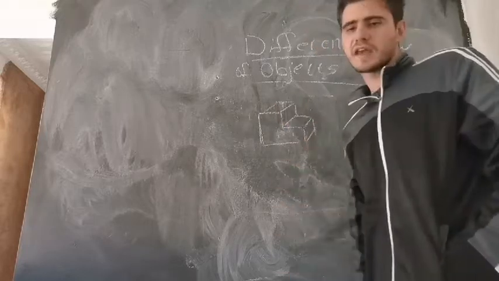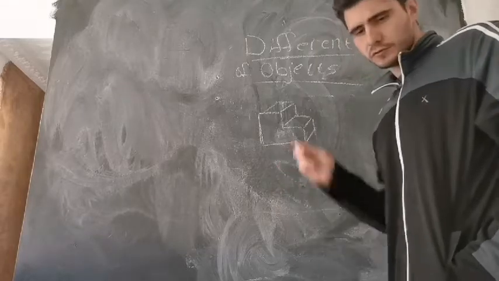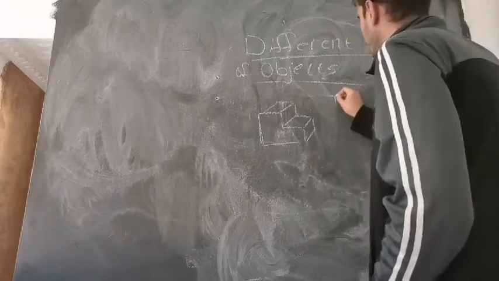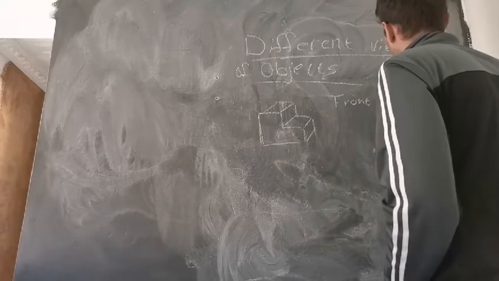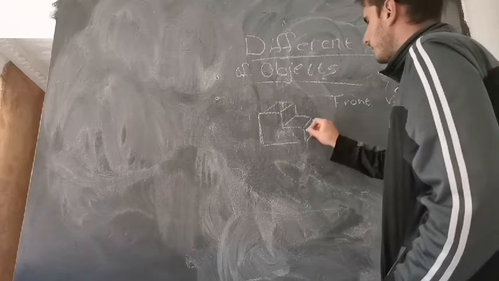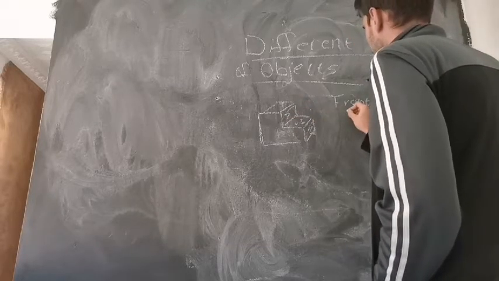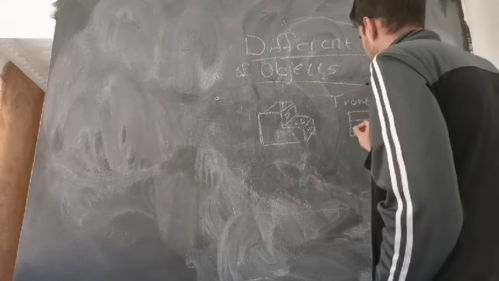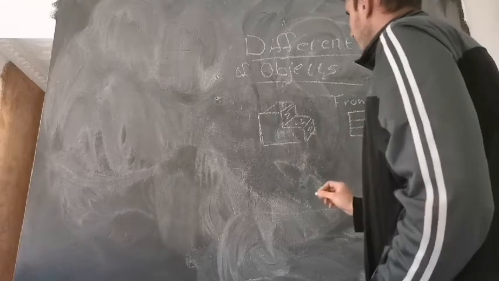Usually a 3D object has all of our views included. Now they'll ask you to draw the front view, side view, and top view. Our front view will be what we're seeing from the front. From our front view, we're only going to see this and this. So our front view is going to look as follows. And there's our front view of our object.